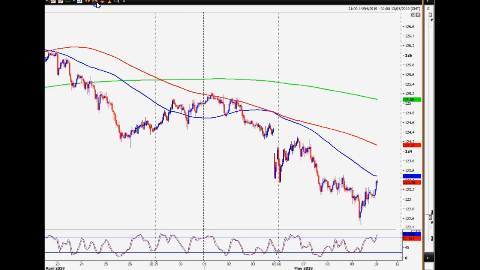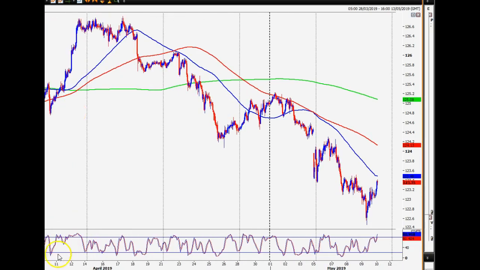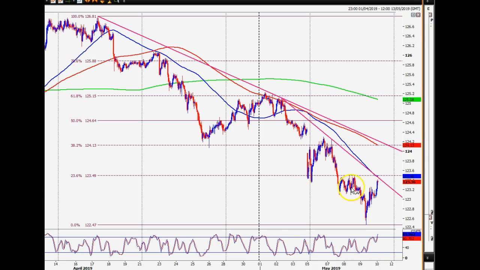Let's have a quick look at the hourly chart. I'll just draw some trend lines in here. This one's a beauty. Everything lines up nicely. So worth trading this today. I would suggest 123.55 is your resistance level. Previous peak.